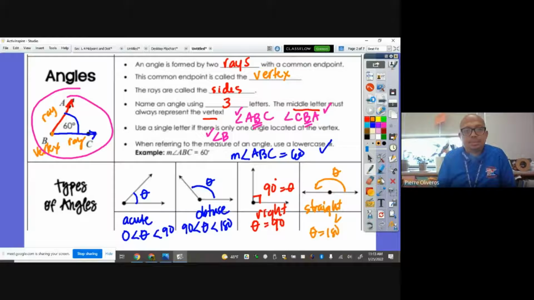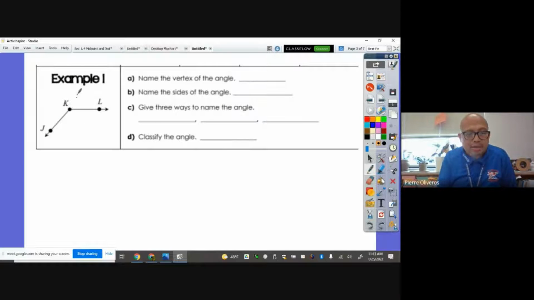All right, so let's try this example here. The vertex is K, and this is a side, and there's a side, angle JKL. Name the vertex of the angle. The vertex is K. That's only a point, K. That's the common endpoint. Name the sides of the angle. The sides are this and that one, which happen to be rays. So ray KJ and ray KL. Okay, give three ways to name the angle.